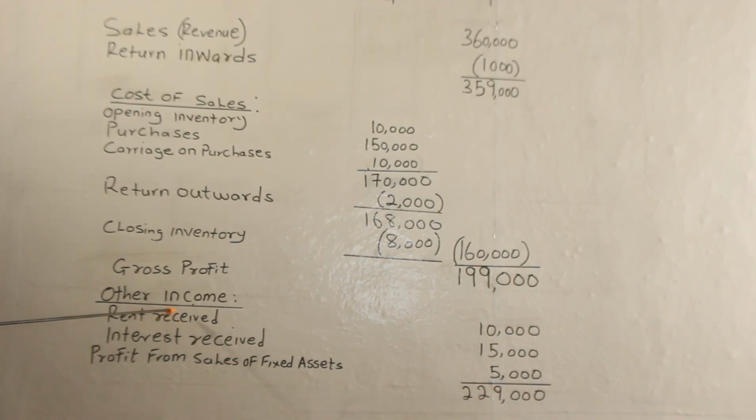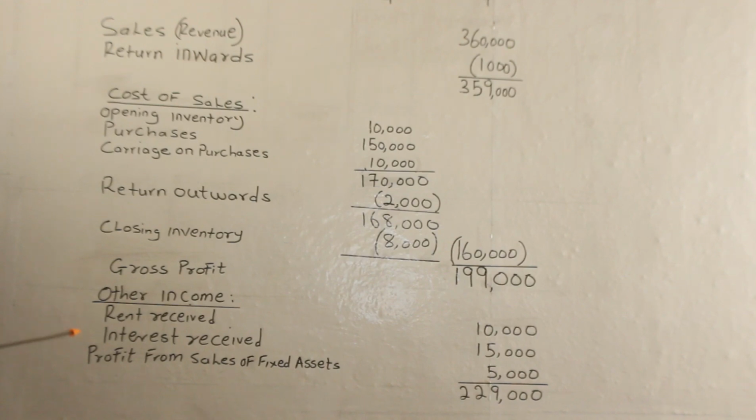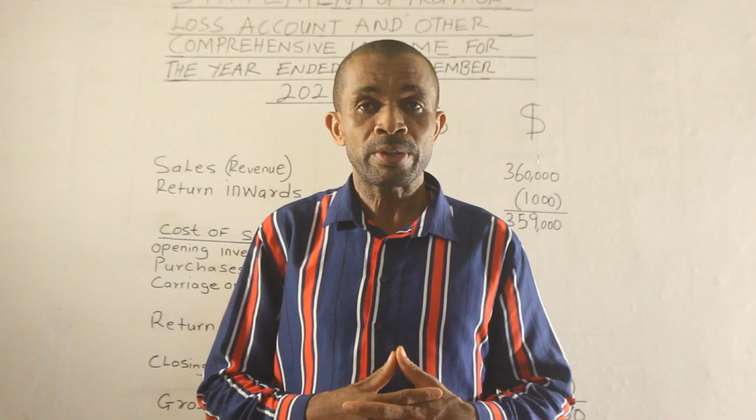Rent received can be as a result of Victory Enterprises giving out part of the business buildings for rent. Interest received can be as a result of interest received from money given to other business organizations for interest, or maybe interest resulting from other operations that are not connected to the main business of the organization. Then we have profit from the sales of fixed assets, which is $5,000.